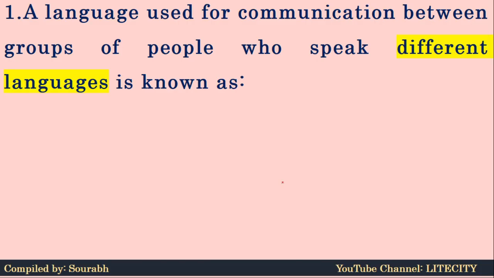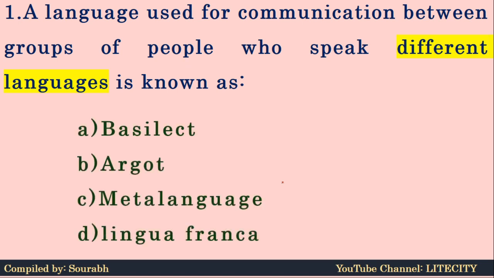And our first question, dear friends, is: a language used for communication between groups of people who speak different languages is known as. I hope you all have read about this particular kind of system, where a link language, a language which is basically understood by both parties, not fully but with a bit of comprehension, is used. So what is the term which is used to describe such a language? Your options, my dear friends, are first basilect, second argot, third metalanguage and fourth lingua franca.